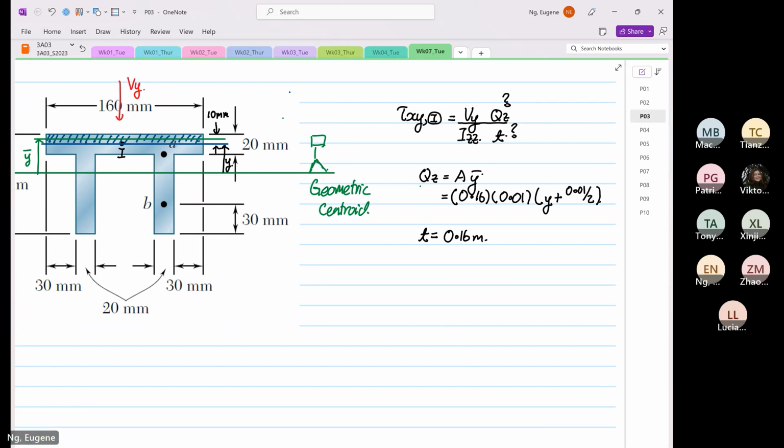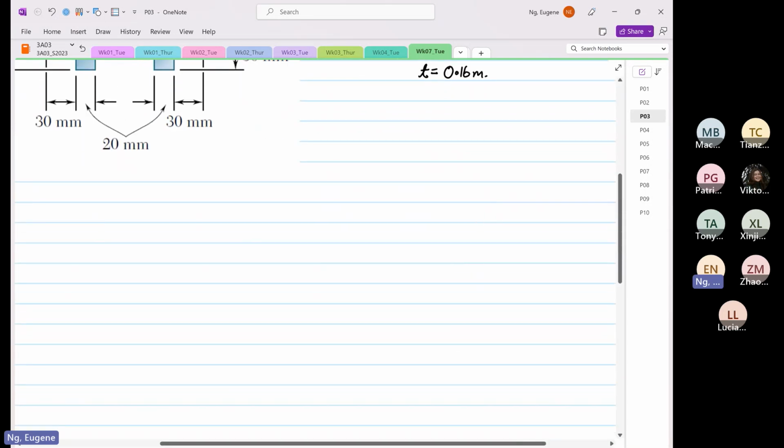Straightforward. Any doubt? Okay, so that is how we find the shear XY at point I. Vy over Izz are constant, so don't worry about them. It's the Qz and T that will change. Okay, let's do another, same figure.